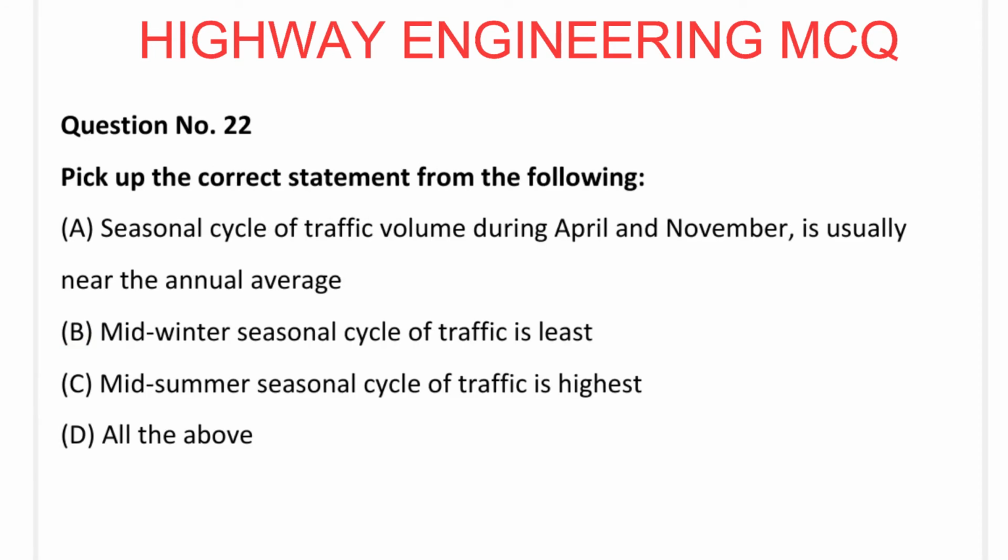So next question, pick up the correct statement from the following. A, seasonal cycle of traffic volume during April and November is usually near the annual average. B, mid-winter seasonal cycle of traffic is least and midsummer seasonal cycle of traffic is highest, and all the above. So the answer is D, all the above.